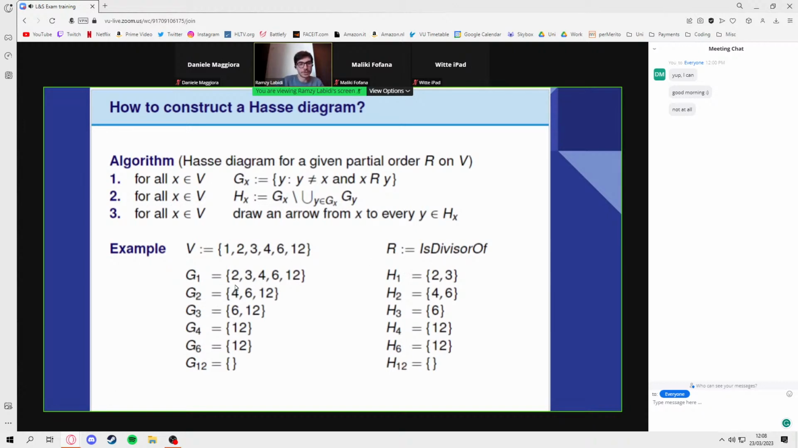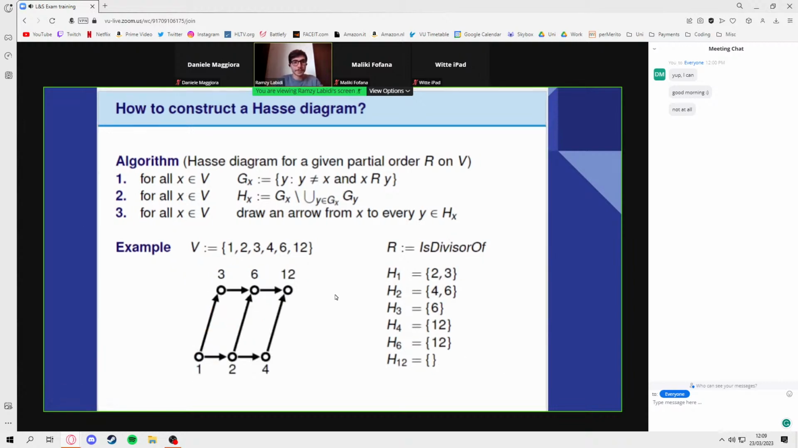Let's take an example, G2. So 4 is a multiplier of 2, 6, and 12. However, 12 cannot be considered as part of the Hasse diagram. Therefore, you only put 4 and 6. The same goes for 3, 4, and eventually 12. As you can see here, it's actually more intuitive to look at it this way. From 2, it's divided by 4, and it's a divisor of 6, while 4 is a divisor of 12, and 6 is a divisor of 12, etc.